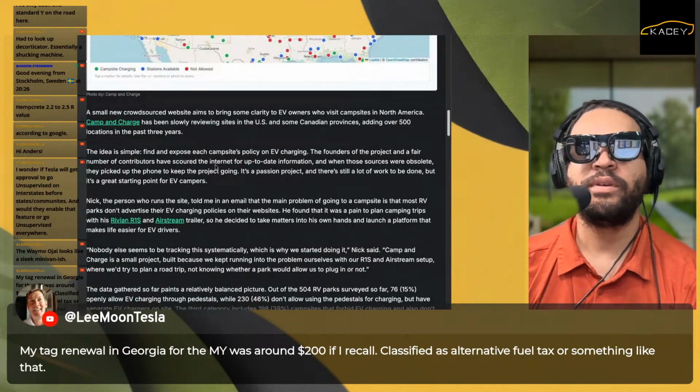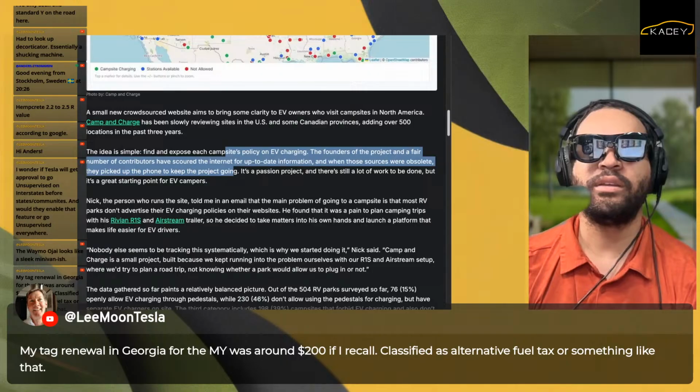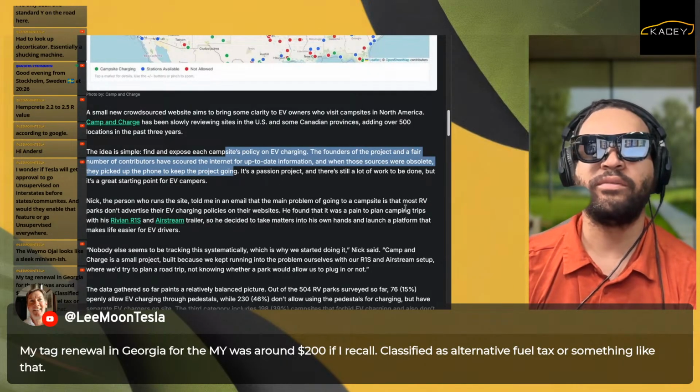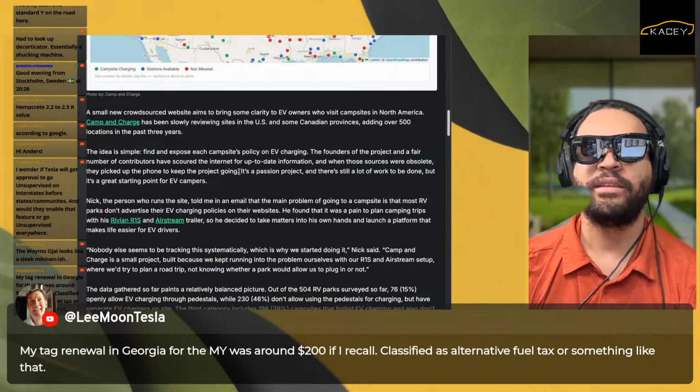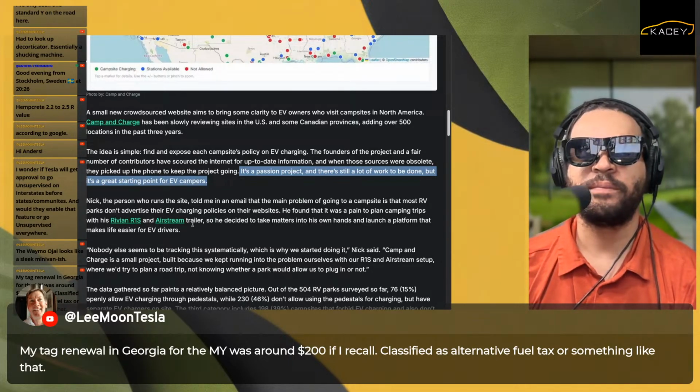The idea is simple. Find and expose each campsite's policy on EV charging. The founders of the project and a fair number of contributors have scoured the internet for up-to-date information. And when those sources were obsolete, they picked up the phone to keep the project going. It's a passion project, but there's still a lot of work to be done. And it's a great starting point for EV campers.